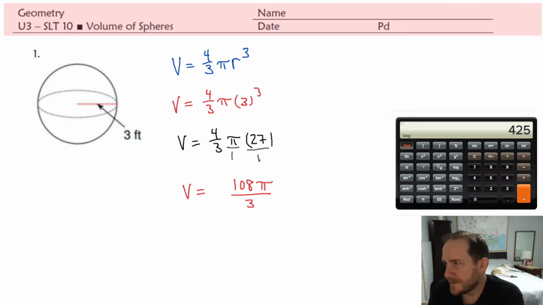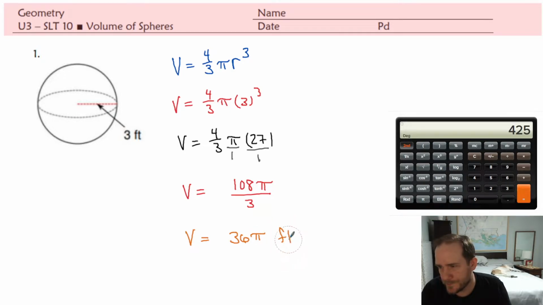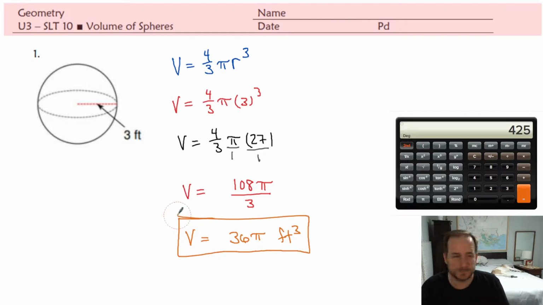But we're wondering, can we divide 108 by 3? Because if you can, then you're supposed to. You're supposed to give me a nice clean answer. So 108 divided by 3, can you actually do it nicely? Yeah, you can. You get 36. So 36 pi cubic feet is the answer to this first question. And hopefully the way we use this formula makes sense. You write the formula, you plug in. That's literally what we've been doing for every single problem.